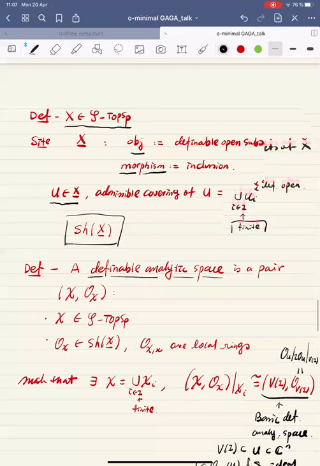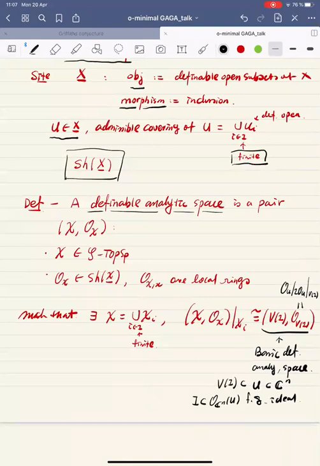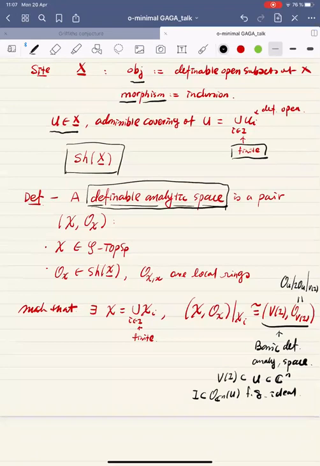So now we consider the definition of definable analytic spaces. It's data of, first, a definable topological space with some sheaf on this site, such that the stalks are local rings. So this is a locally ringed site.